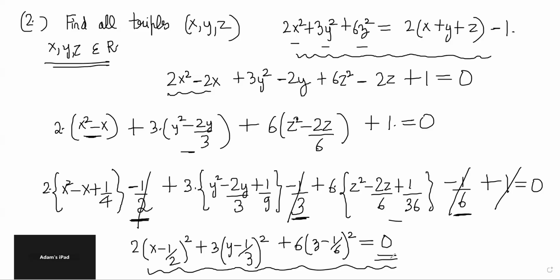If it was anything else, if it was equal to 1, if the 1 didn't get cancelled, then there is no chance of solving. Do you understand? Sum of squares equals 0, therefore each of the squares must be 0. And therefore you get x is half, y is 1/3, and z is 1/6.